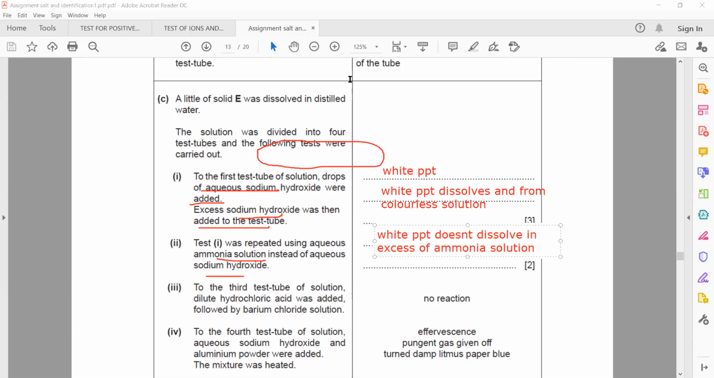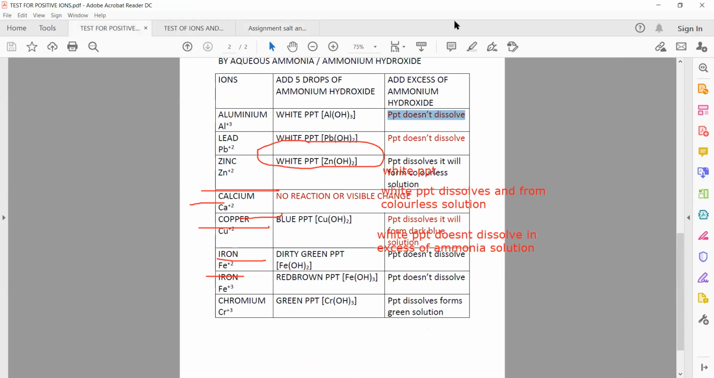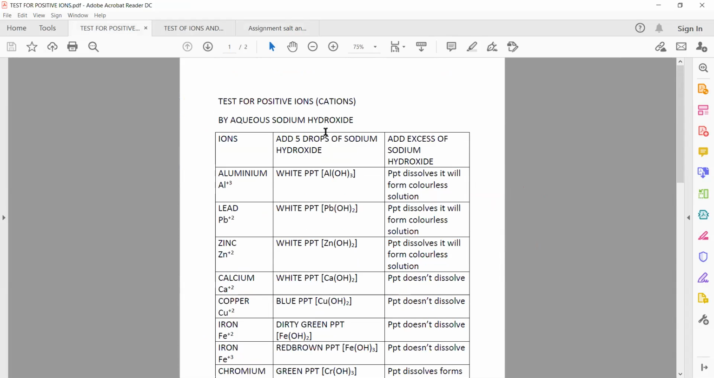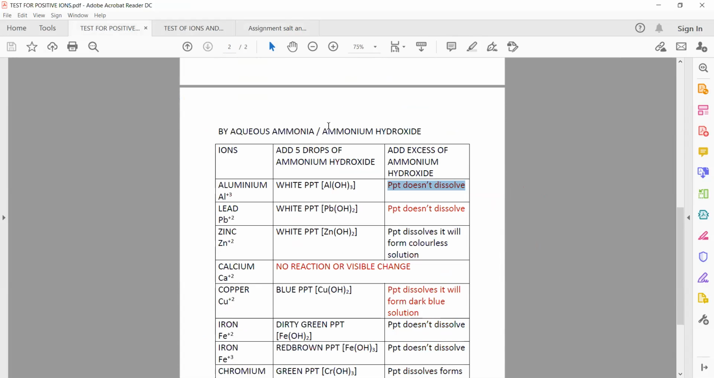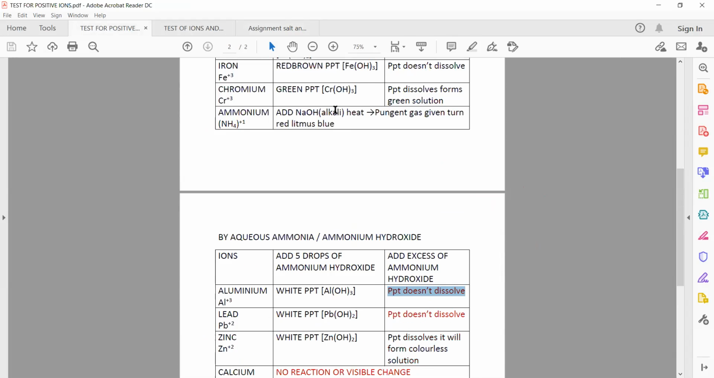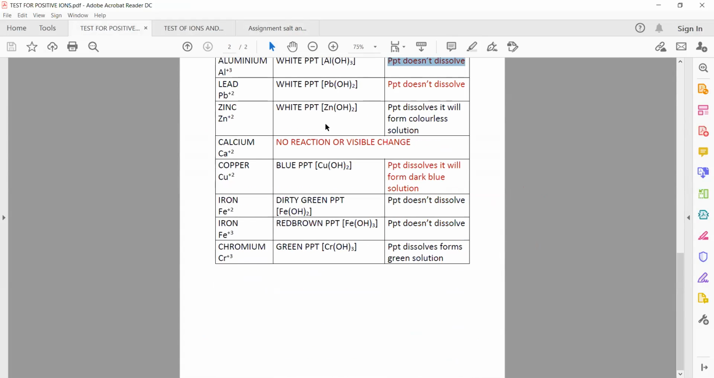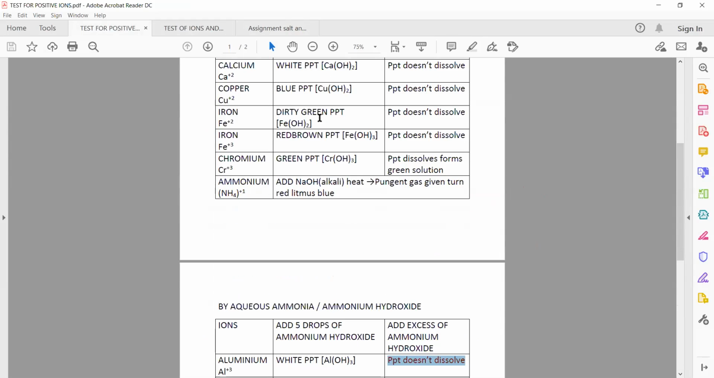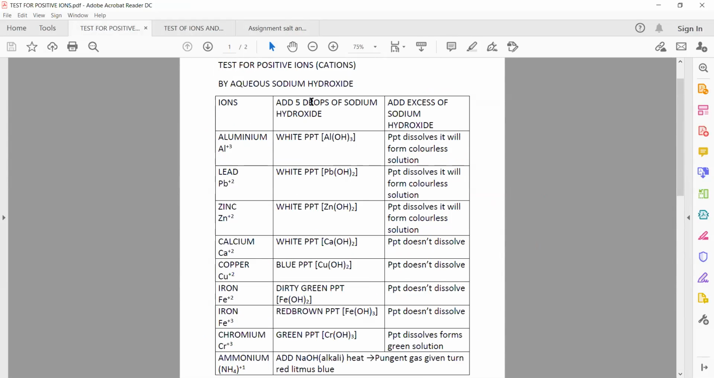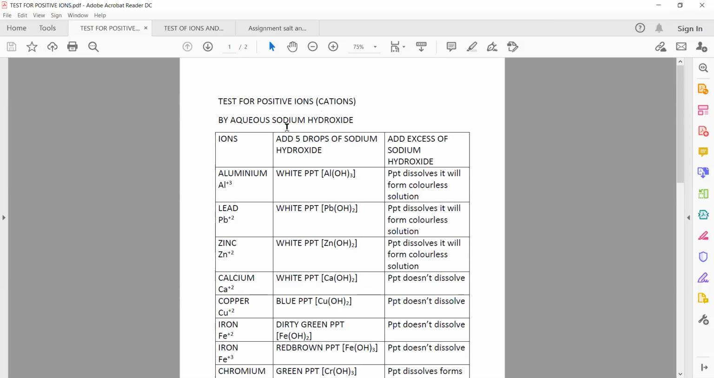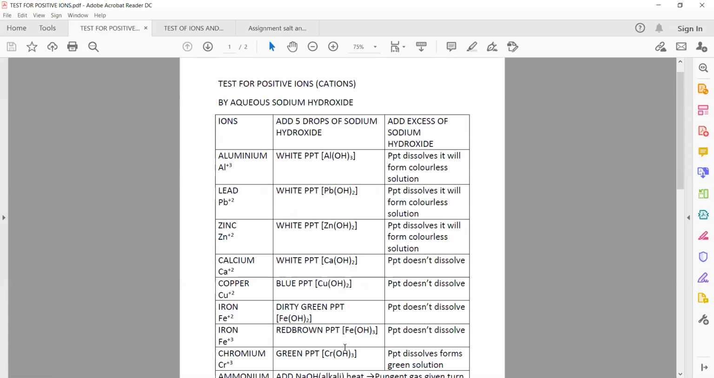Is the test for the positive ion clear? There are 2 ways we can test the positive ion. The first is by adding sodium hydroxide. The second is by adding aqueous ammonia. You have to memorize and learn these tests so that you can recognize the observation for a specific salt. This is testing the positive ion because the salt contains positive and negative ions. In the next session, we'll discuss how we can test a negative ion. Any question related to this part?